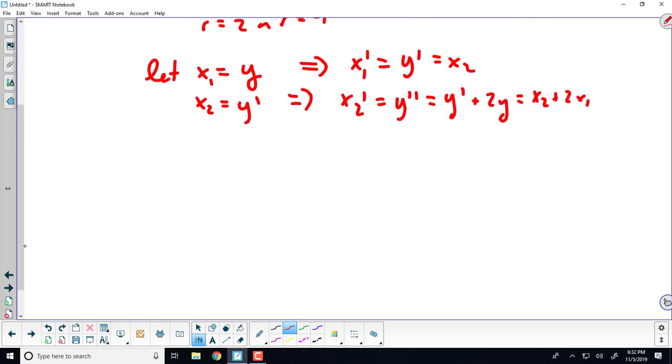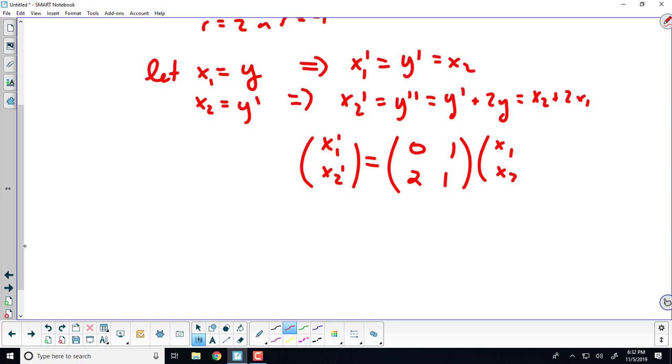We would think of it as x1 prime, x2 prime is equal to, we got to get our order right, 0, 1, 2, 1, x1, x2. Through that transformation, right? Okay. So I think you did have one homework problem like that. If not, we did it in class. Okay.